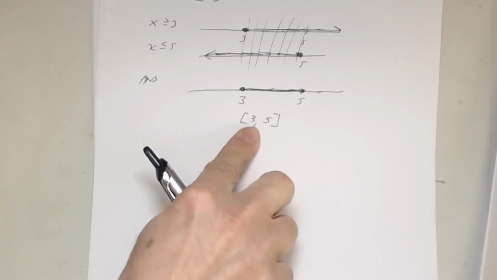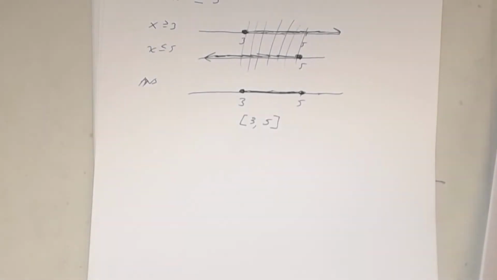Pi is an irrational number. It's not a rational number, it's an irrational number. So you can't write it as a terminating decimal or a decimal that repeats. That's what makes it irrational.